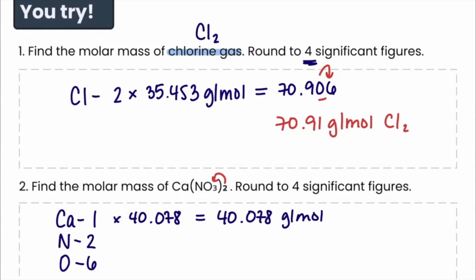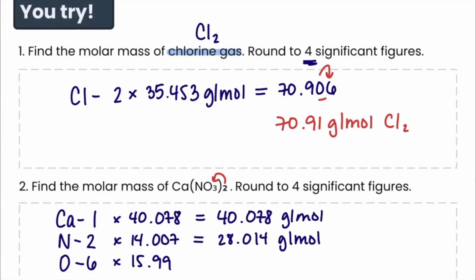Nitrogen has a molar mass of 14.007 times 2 atoms of nitrogen, we get 28.014 grams per mole of nitrogen. And lastly, for oxygen, we have 15.999 as the molar mass for oxygen times 6 oxygen atoms, and we get 95.994 grams per mole.